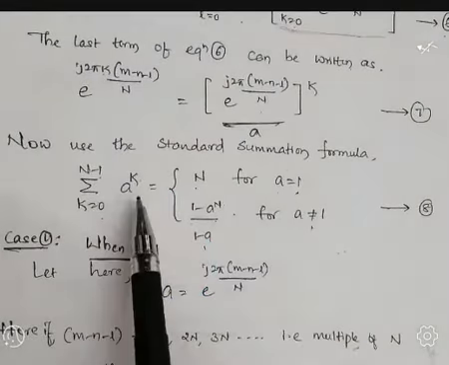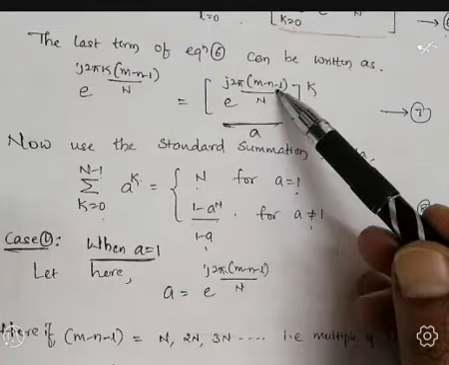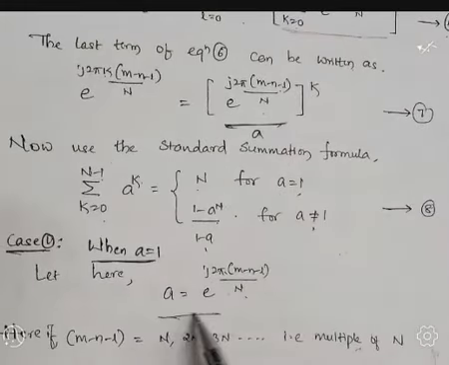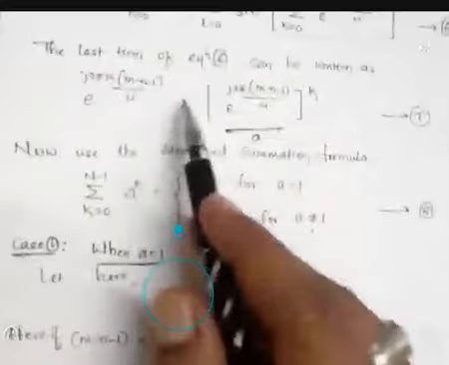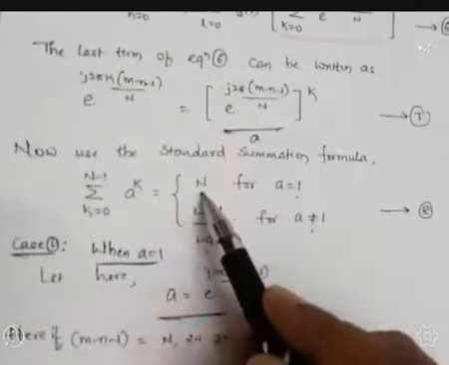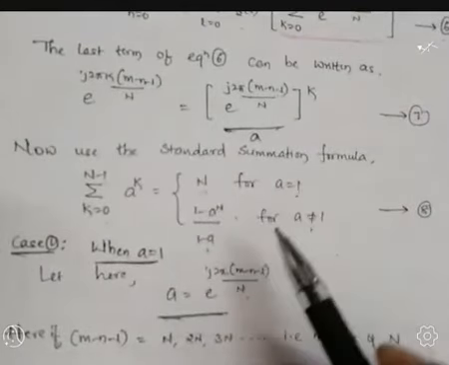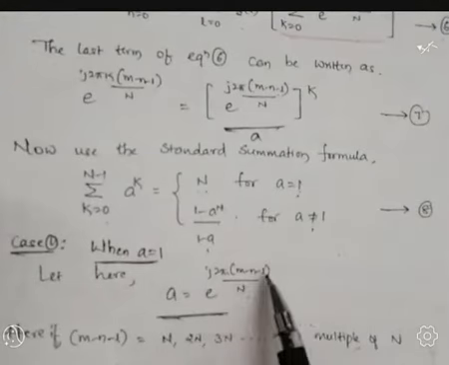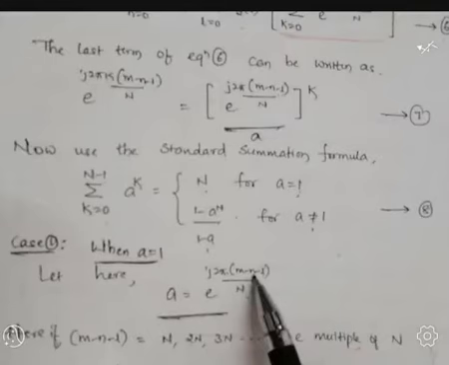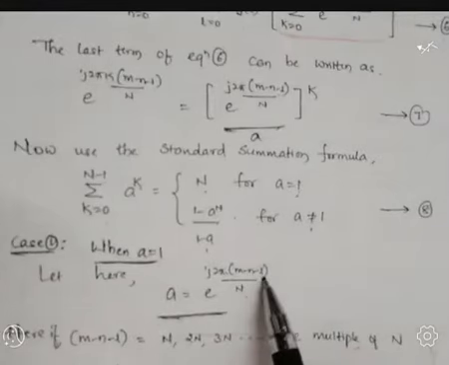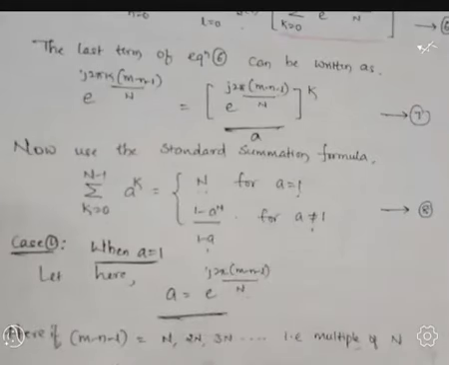Now here a equal to what? Here a equal to e to the power j 2 pi (m minus n minus l) divided by n. As per this condition, the summation term becomes n when a equal to 1. A equal to 1 means a equal to e to the power j 2 pi (m minus n minus l) divided by n. When does this become 1? If and only if m minus n minus l is a multiple of n.